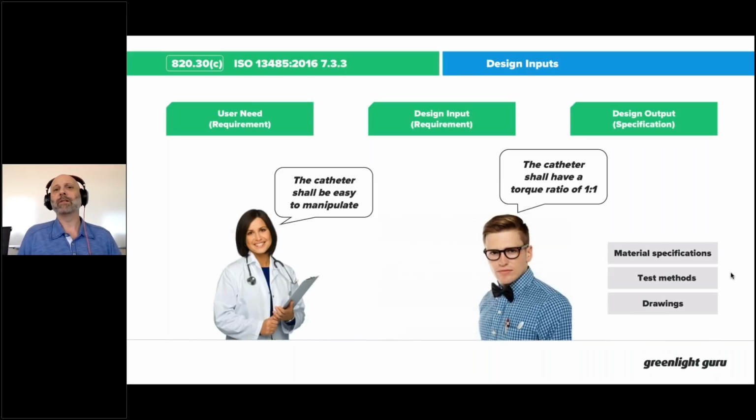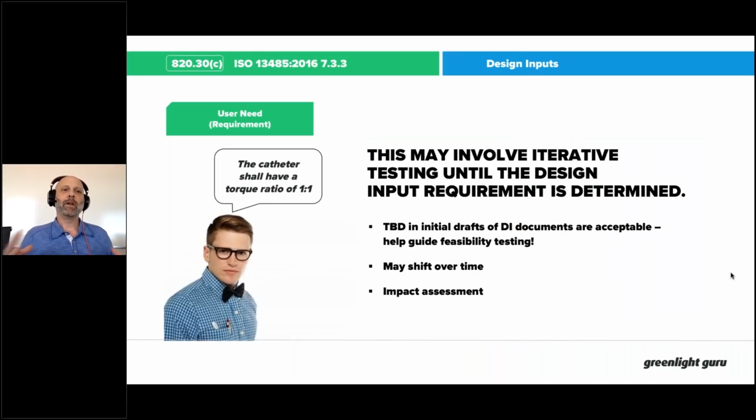And then as we go into the development process, we're going to determine the hows. We're going to define certain material specifications and drawings and test methods and manufacturing instructions and inspection procedures and so on. So, you know, don't be too hung up on not having all the answers at the very beginning.